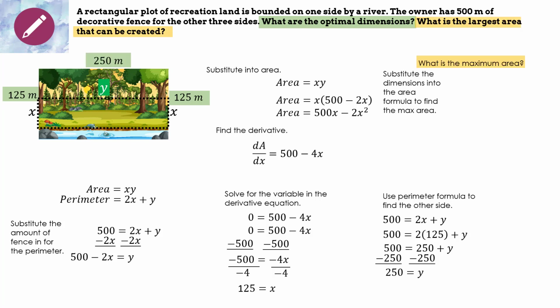What is the maximum area? Well, we're going to substitute the dimensions into the area formula to find the max area. Area equals x times y. 125 is x. 250 is y. When we multiply it, we end up with the maximum area of 31,250 meters squared.